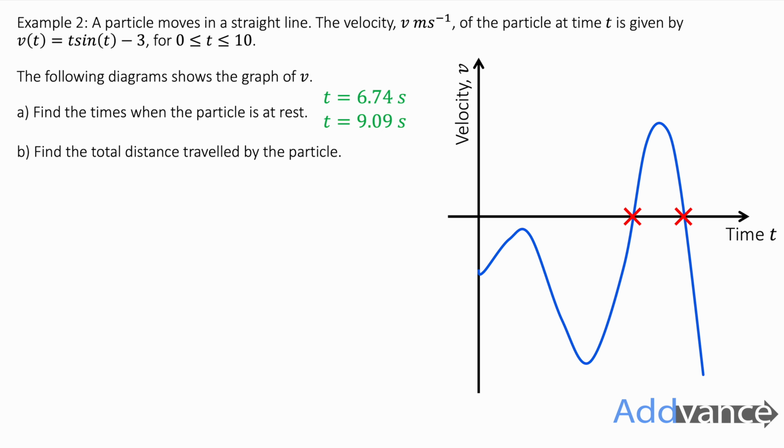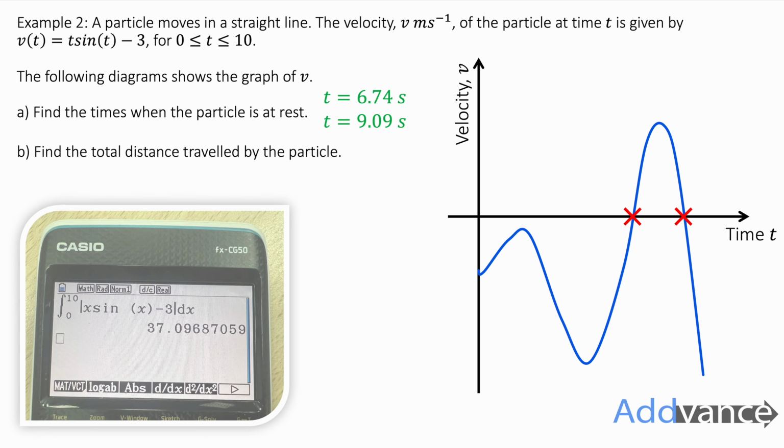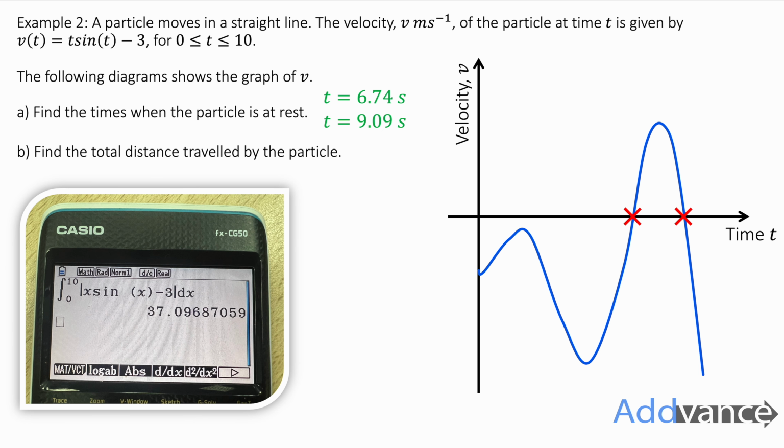Find the total distance travelled by the particle. Here we're going to integrate the equation for the absolute value, and I've shown you this picture on screen, so I'm not going to type it all in again, I'm just showing you what you need to type in. You can follow the steps that I did before to get 37.096 or 37.1 meters. That's all you have to do, and you get the right answer.